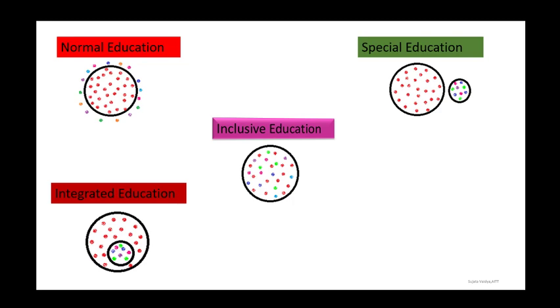Now, let us understand integrated education. As you can see in the diagram, normal students and special students are integrated, learning under one roof. And you can see the diagram of inclusive education. So in this inclusive type of education, normal students, special students, and students from different social, economic, and cultural backgrounds, all types of students are included in the education system.